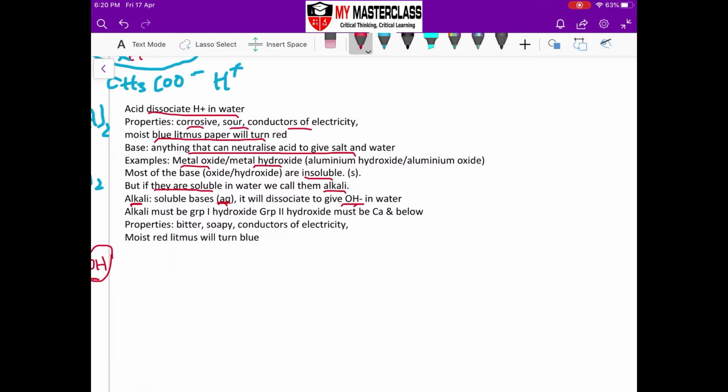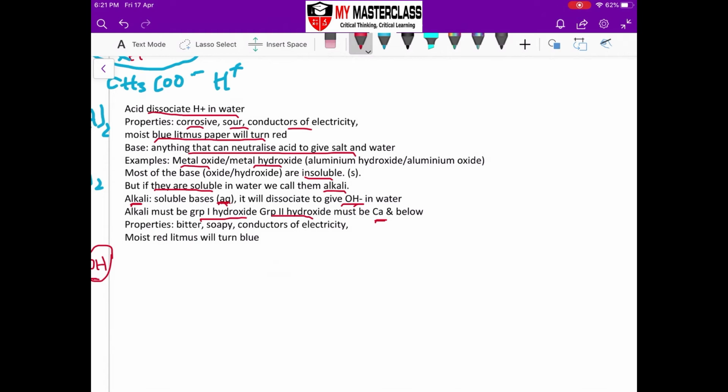How do you know whether they are soluble or not soluble? It must be the group 1 hydroxides: sodium, potassium, ammonium hydroxide. Group 2 hydroxides must be calcium and below. So calcium hydroxide is an alkali, barium hydroxide is an alkali. Okay, magnesium hydroxide, beryllium hydroxide, because they are above calcium, they are bases, they are solid.